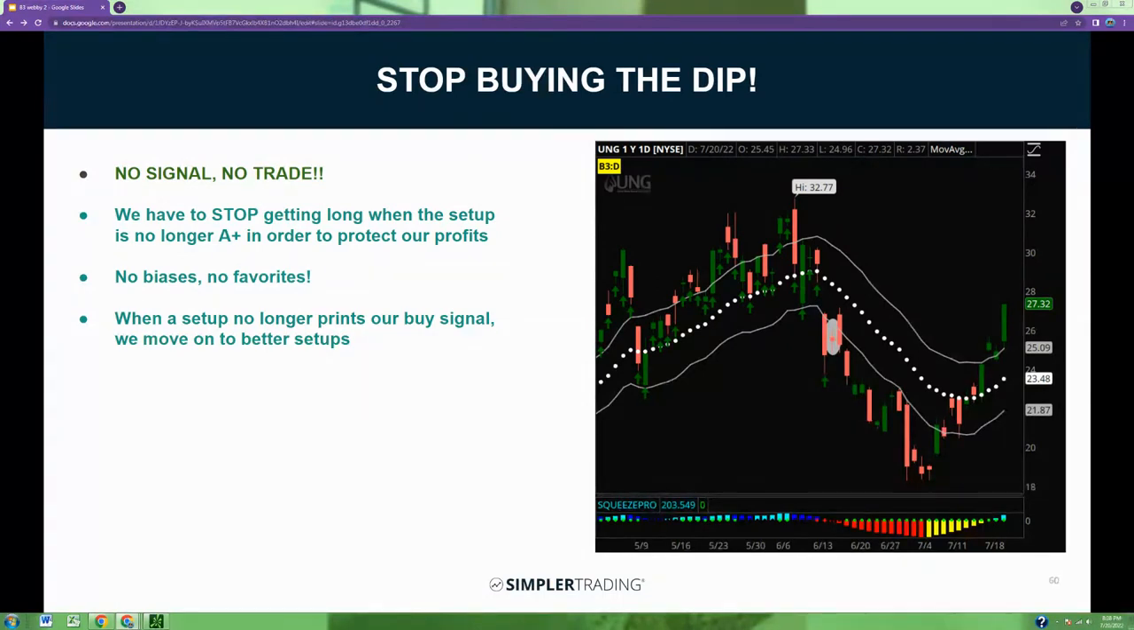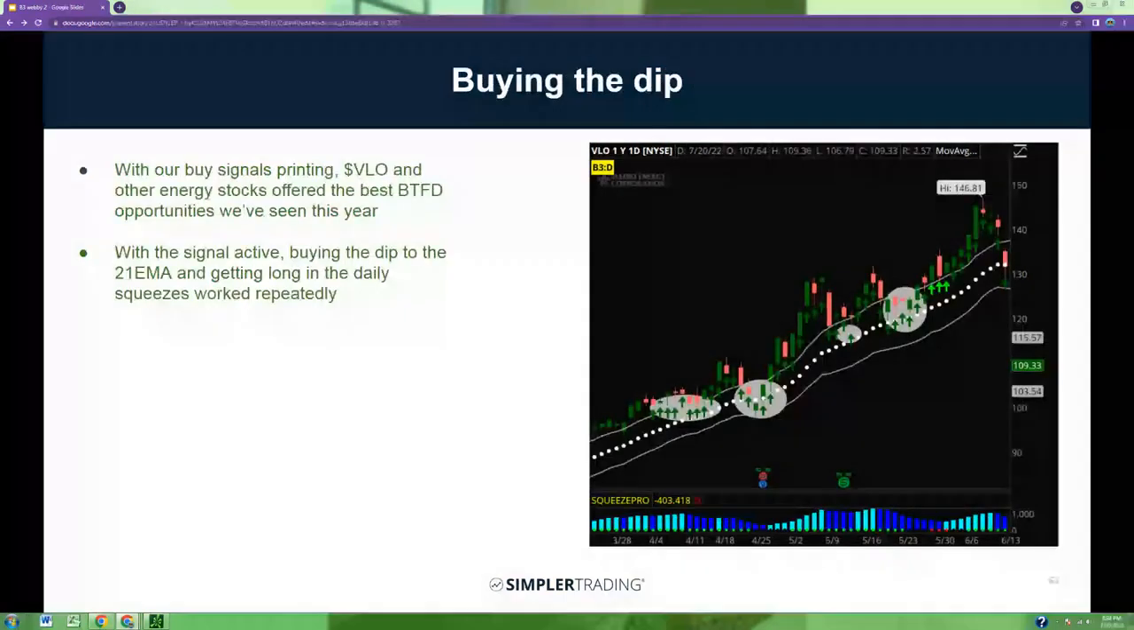So when UNG lost our buy signal on the 15th, we immediately stopped looking for bullish trades. That's how we're able to keep our profits that we made from the trades that we took when it was A+, when it had our signal. And you can see how quickly it fell apart here. Now, today, it actually looks like UNG is trying to shape up a little bit. So we're sitting back. We're waiting on some buy signals. We might be going back to Old Faithful there.